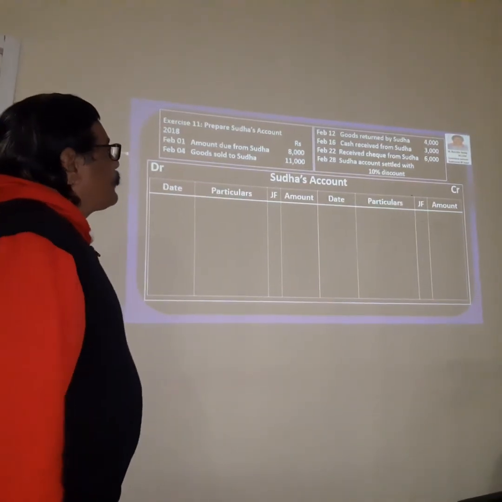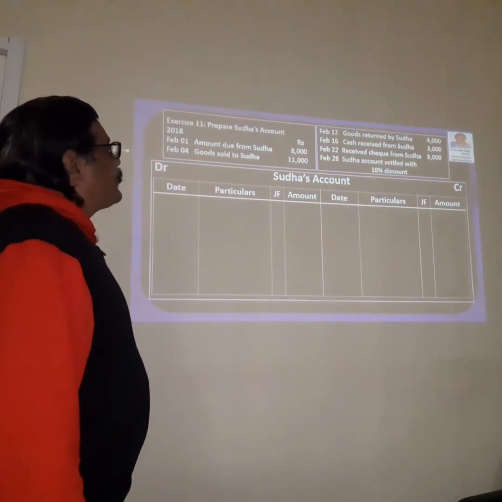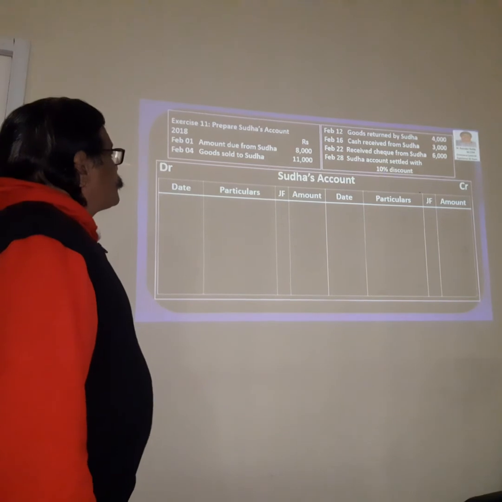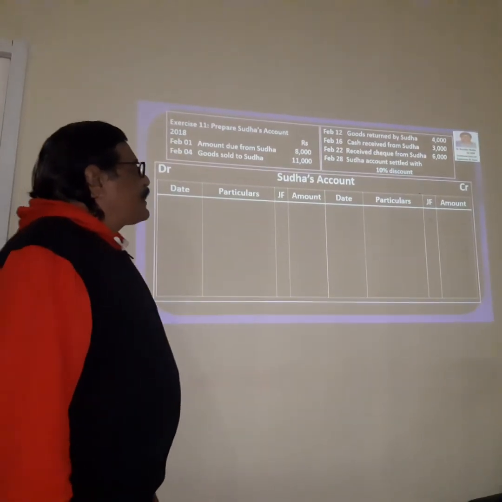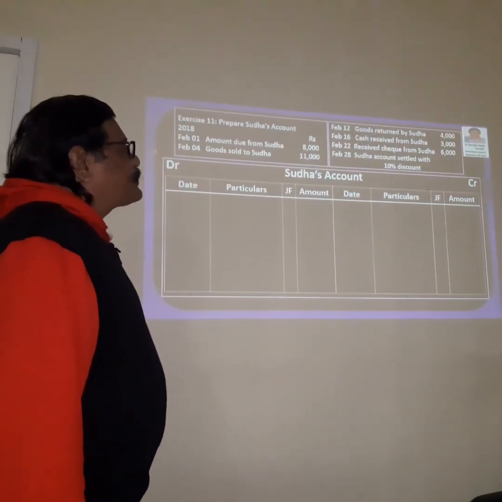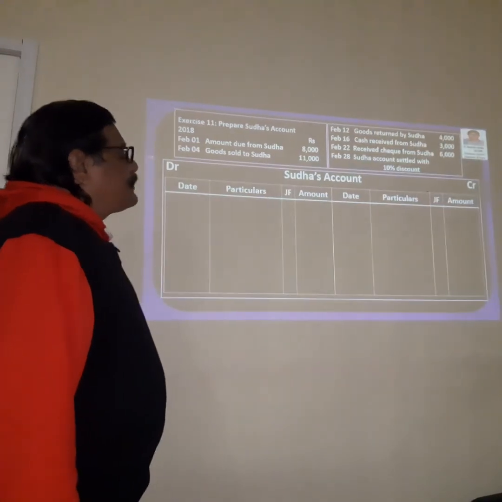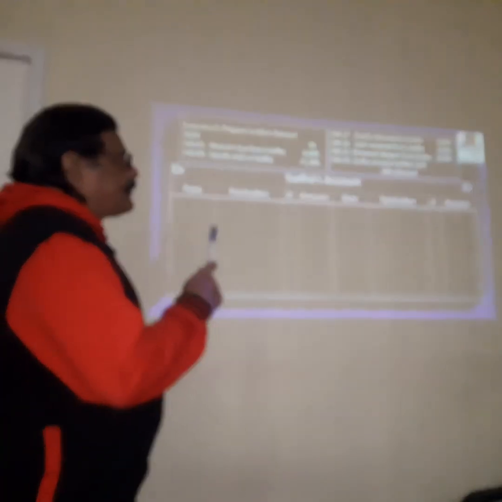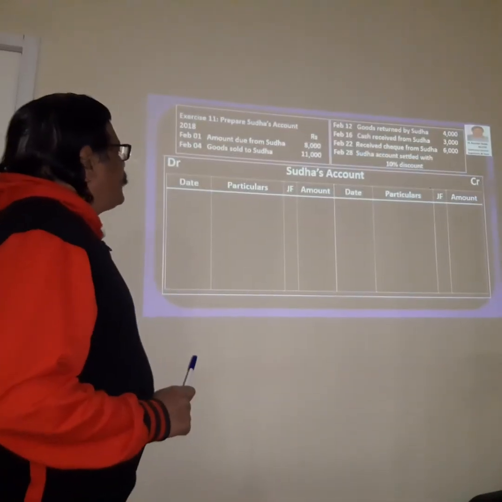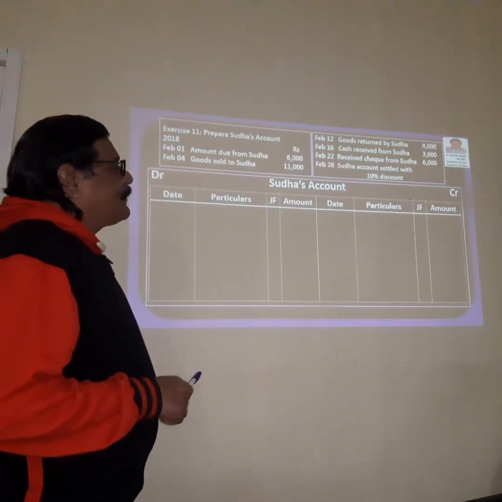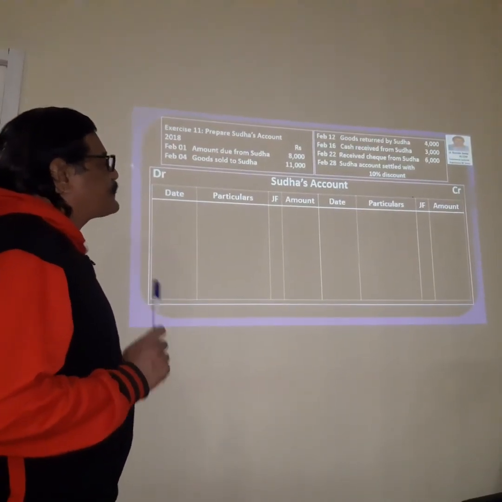We are going to prepare the ledger accounts. Prepare Sudha's account. So here, when you are preparing Sudha's account, you have to draw the 8 columns. That means date, particulars, JF, amount, date, particulars, JF, amount. On the left side write down debit, on the right side write down credit, and in the middle Sudha's account.